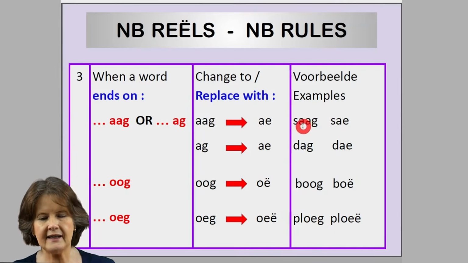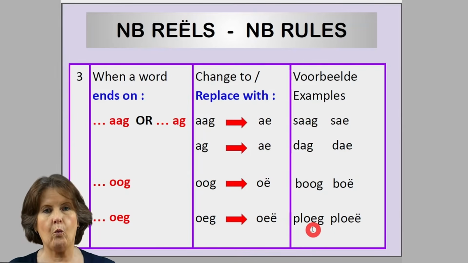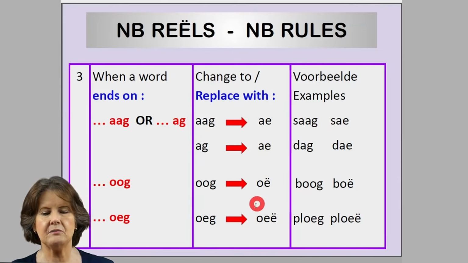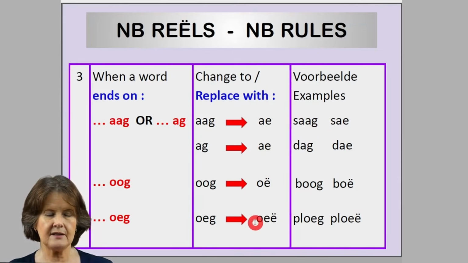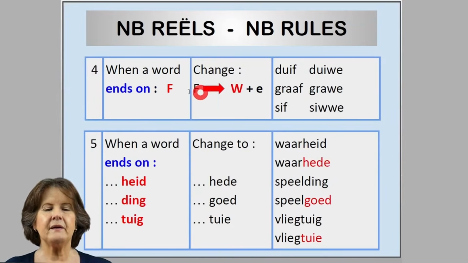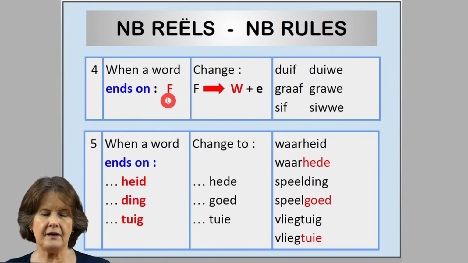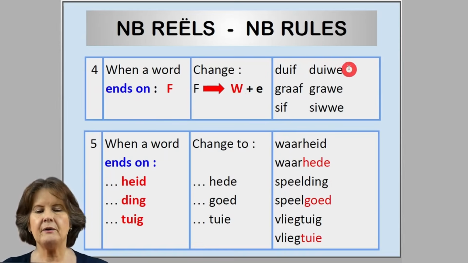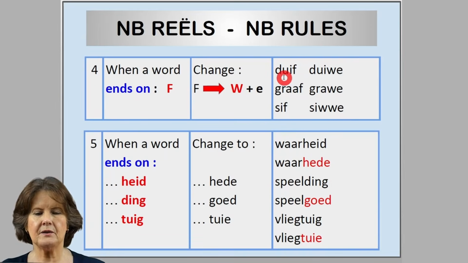So remember, you take the AAG, AG, OOG and OEG away and you replace it with these endings. Learn this very well. Okay, we now get to rule number 4. That is when a word ends on a F. It's very simple. When a word ends on a F, you change it to a W and a E.